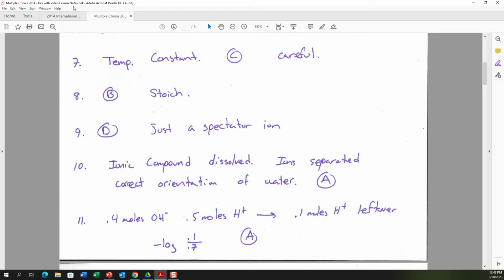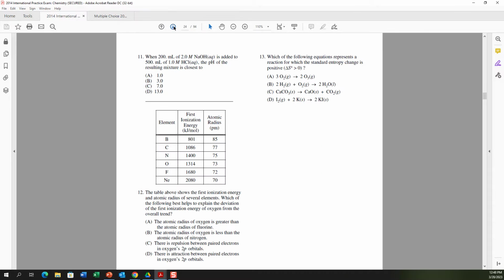All right, so moving on to number 11. We're mixing an amount of sodium hydroxide with an amount of HCl. We don't care about the sodium or the chloride. We're adding hydroxide to H plus, and they react in a 1-to-1 ratio to completion, strong acid, strong base. Even if it was a weak acid, it would go to completion. We just have to know that hydroxide and H plus react in a 1-to-1 ratio.